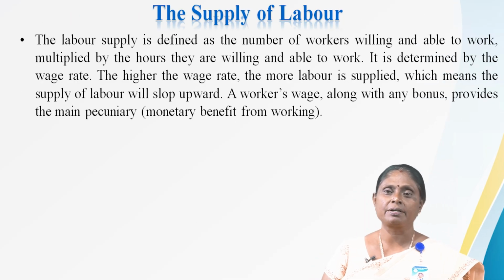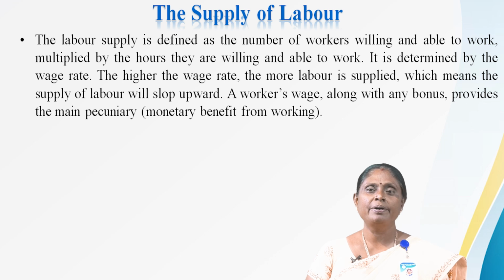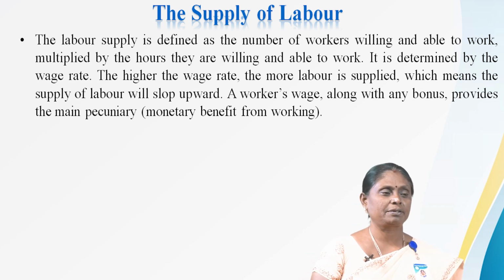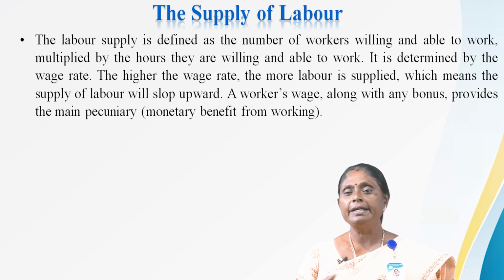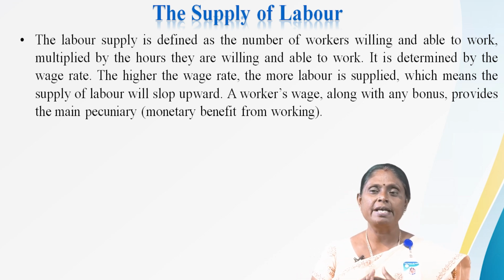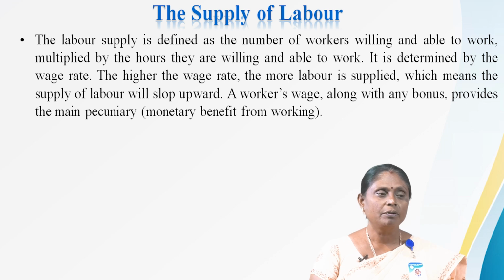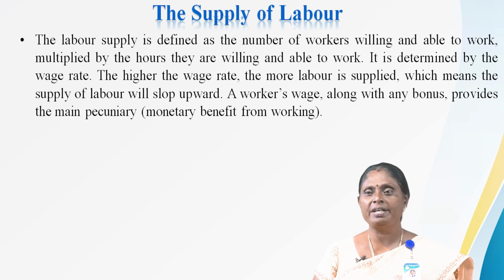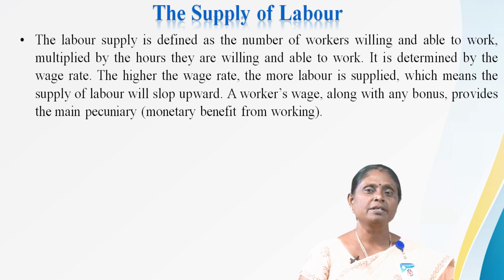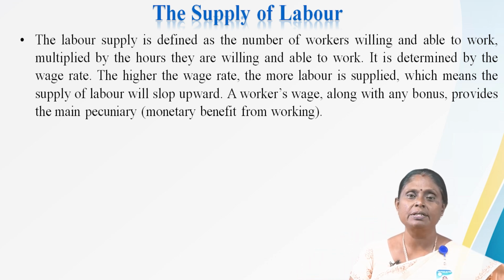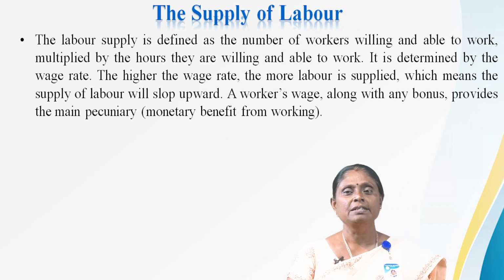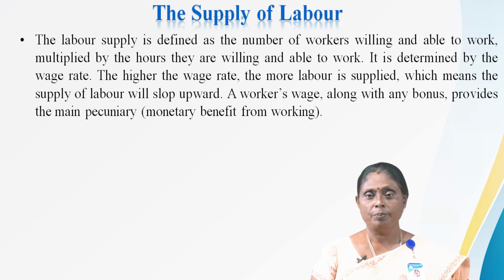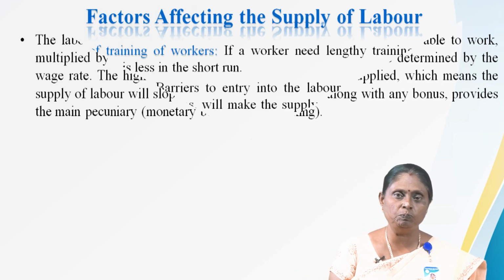Next, supply of labor. The supply of labor is defined as the number of workers willing and able to work, multiplied by the hours they are willing and able to work. How is it determined? It is determined by the wage rate. The higher the wage rate, the more labor is supplied, which means the supply of labor slopes upward. A worker's wage, along with any bonus, provides the main monetary benefit from working.